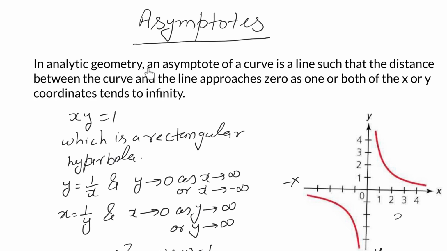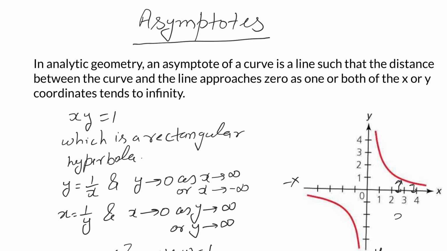In analytical geometry, an asymptote of a curve is a line such that the distance between the curve, this was the curve, and the line, this was the line, approaches 0, and this distance, this is the distance.